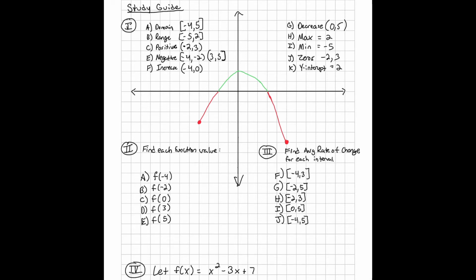So now let's do the second part. Find each function value. F of -4. What's the output when the input's -4? That would be -3. Then -2 is 0, 0 is 2, 3 is 0, and 5 is going to be -5. Alright. So we had to find all these to do the average rate of change on the third part.